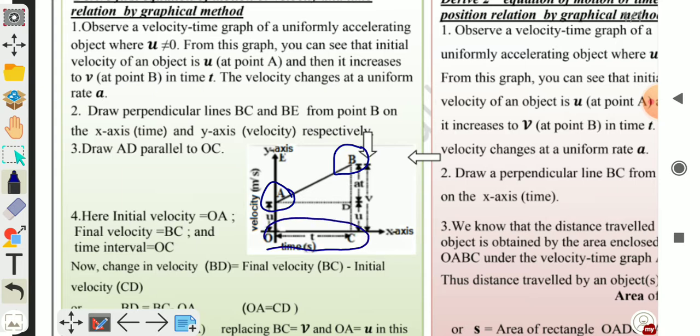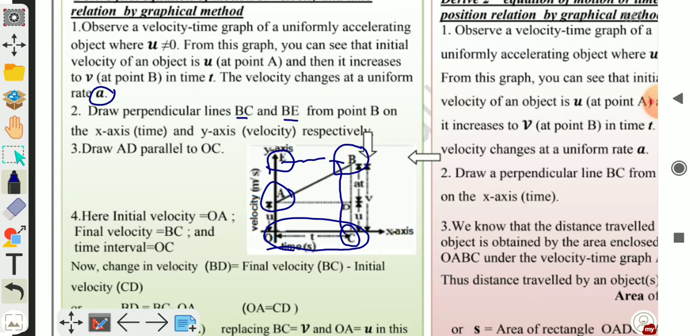OC represents time. The velocity changes at a uniform rate, acceleration is A. Draw perpendicular lines BC and BE. This line is BC, and BE is this line. This one is E. Draw BE and BC from point B on the x-axis, time axis, and y-axis, velocity, respectively.